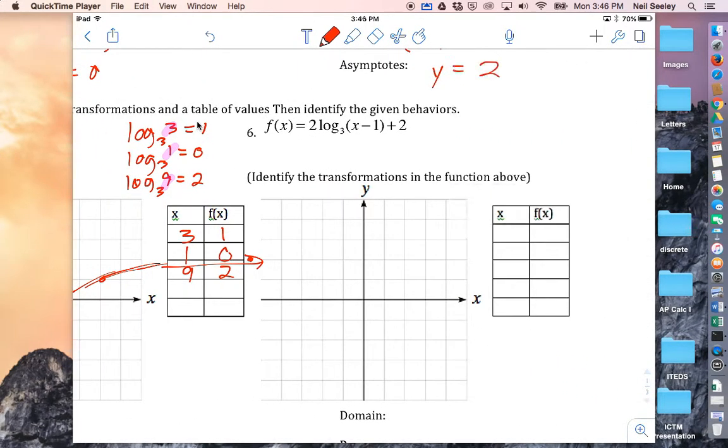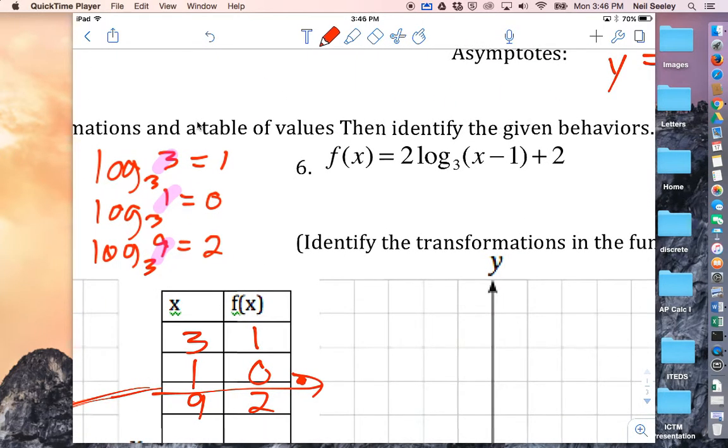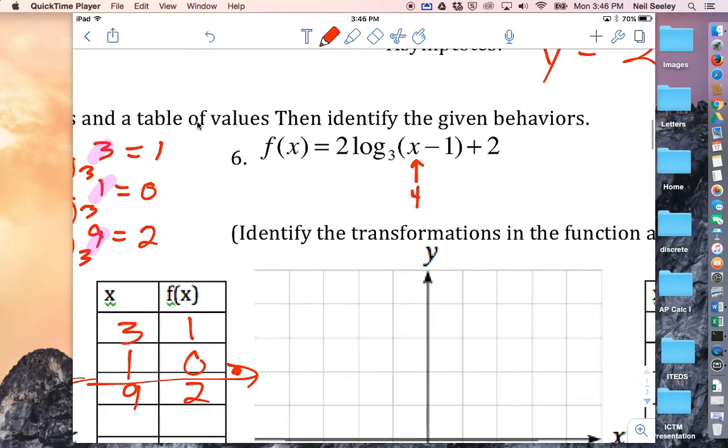Same thing for the next one. I'm thinking the same thing. The only problem is if I want to get those same nice numbers, instead of picking 3, 1, and 9 respectively, I'm going to actually pick like 4, because when I put 4 in there, that makes the log base 3 of 3, and so on.